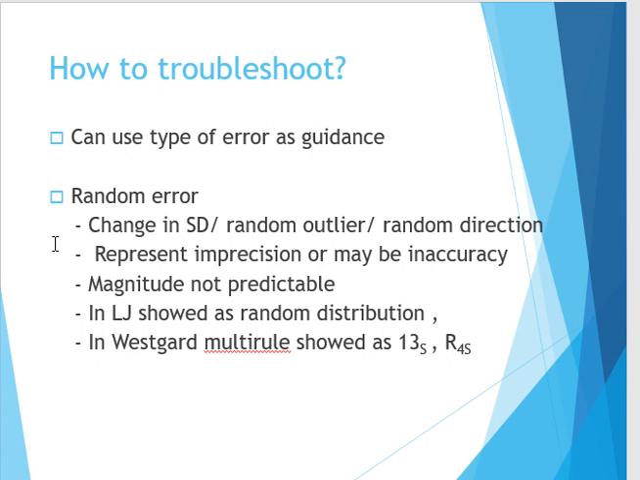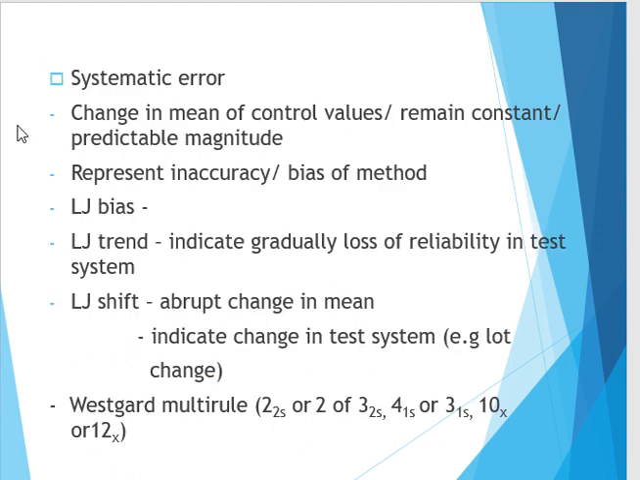So for random error, it could be a change in SD, random outlier or random direction, representing imprecision, or maybe inaccuracy, magnitude not predictable. In the LJ chart it is shown as a random distribution, and in the Westgard multi-rule it is shown as 1 3S and R4S. Okay, for systematic error, it is a change in the mean of control values, remaining constant or of predictable magnitude. It represents inaccuracy or bias of the method. For LJ, it will show as LJ bias, LJ trend, and LJ shift. For the Westgard multi-rule, the rules violated are 2 2S or 2 of 3 2S, 4 1S or 3 1S, 10x or 12x.